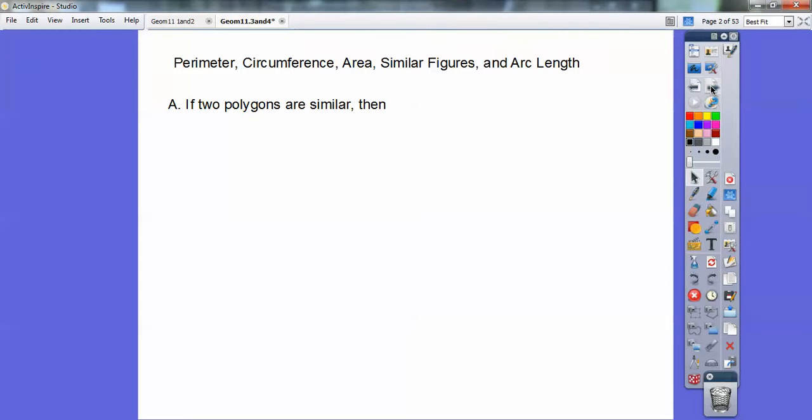Let's begin. If two polygons are similar, then the ratio of their sides equals their scale factor, and I just write SF for scale factor, plus I'm a Niners fan.